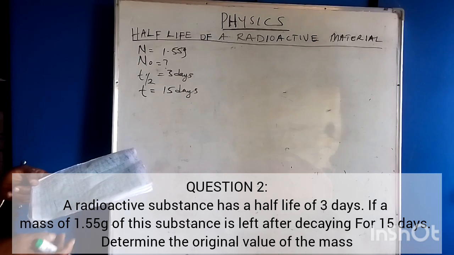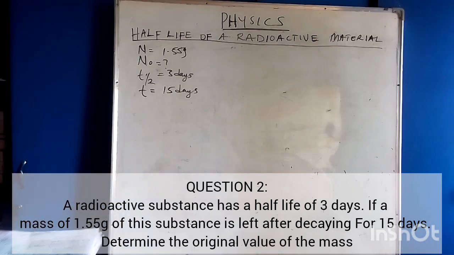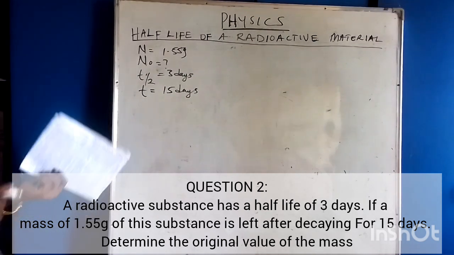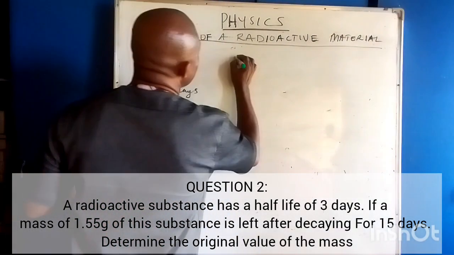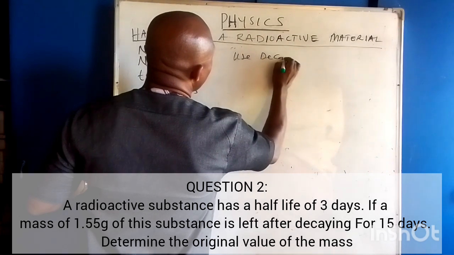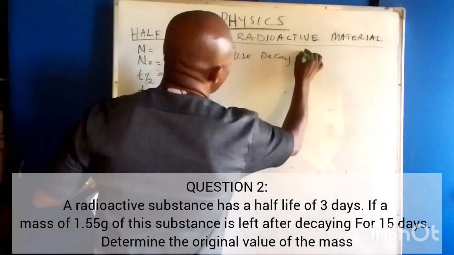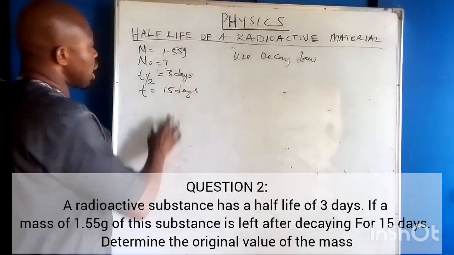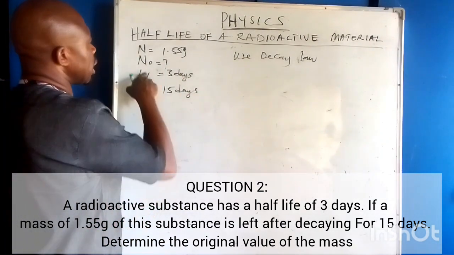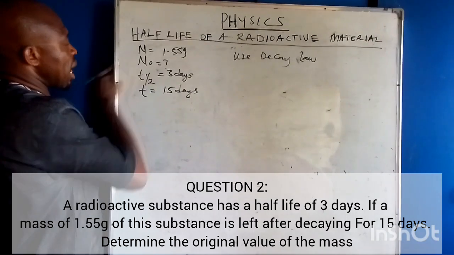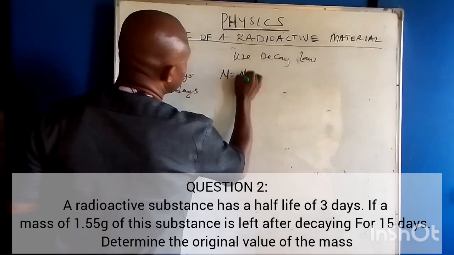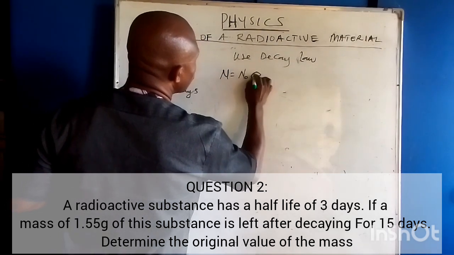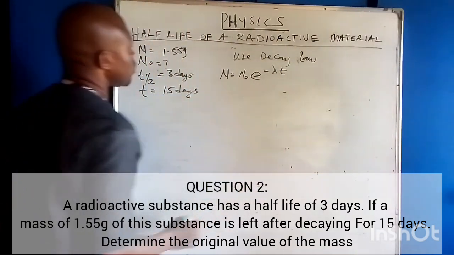Remember, this question says, now we can quickly use the decay law. Now, if we use the decay law, we are not going to use the other one because they didn't give us the original mass. Okay, so we now have N equals N naught exponent negative lambda T.